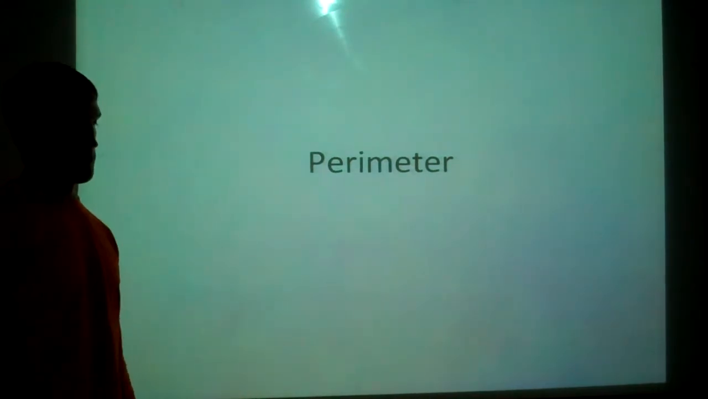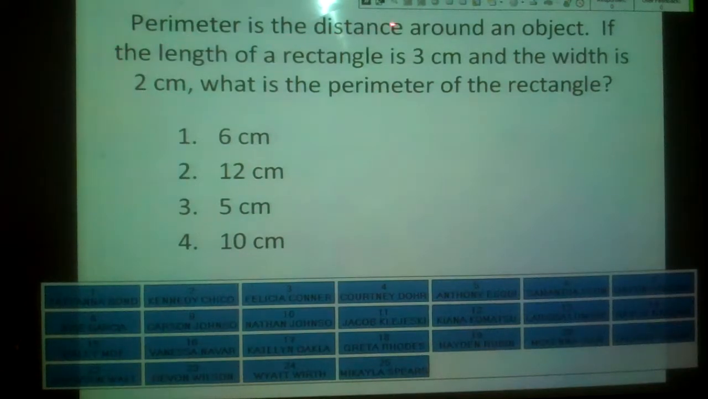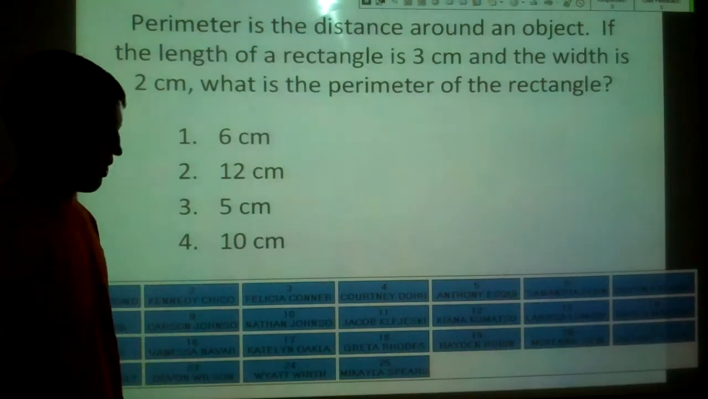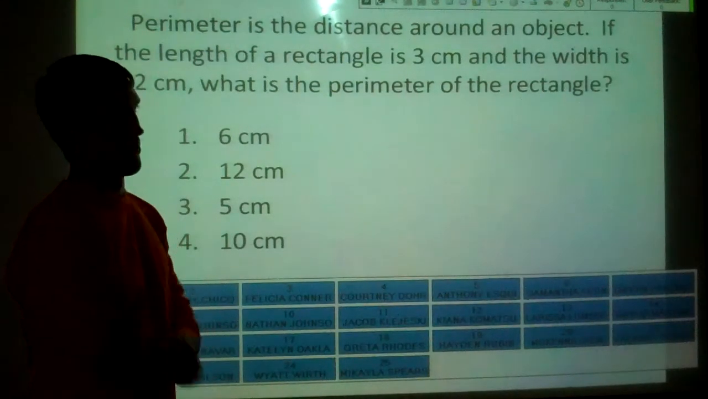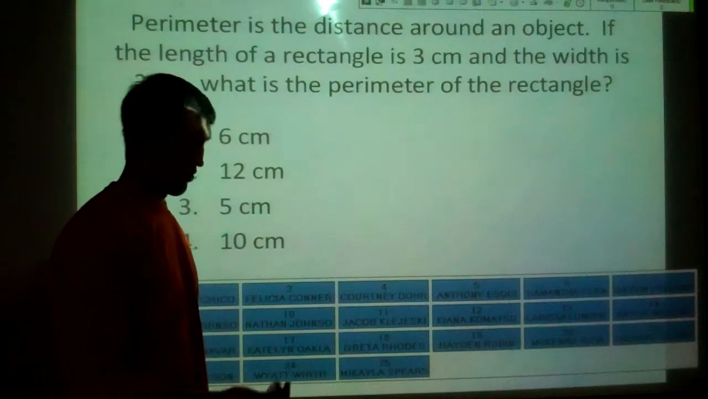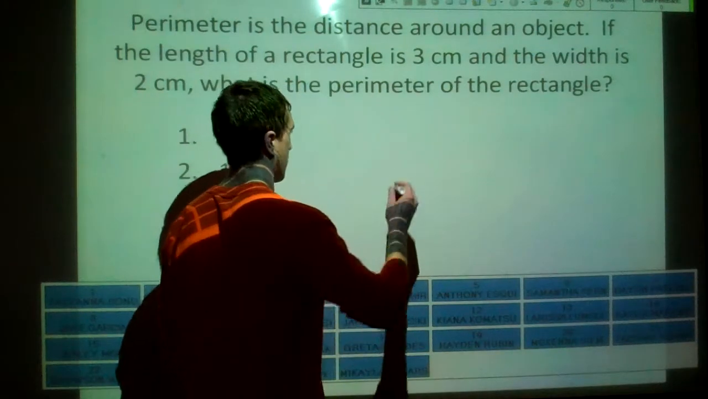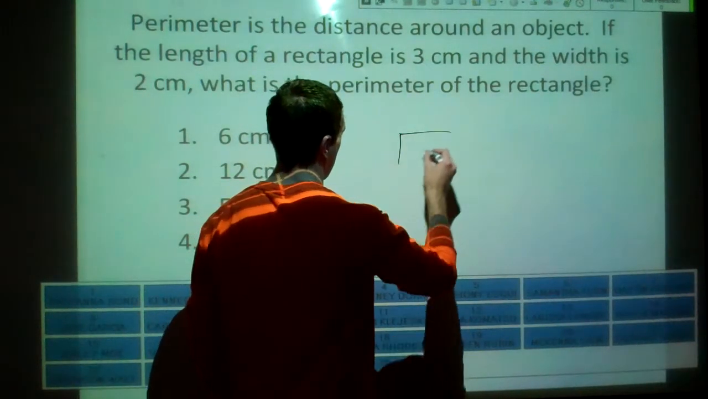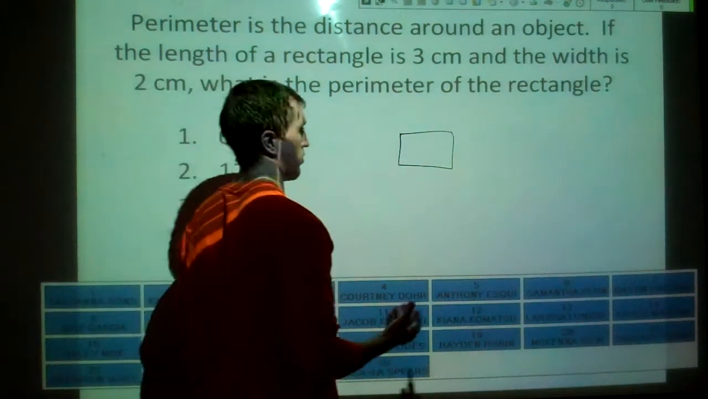So we jumped into some examples here, and just as a reminder, perimeter is the distance around an object. The length of a rectangle is 3 centimeters and the width is 2 centimeters. What is the perimeter of the rectangle? Well, we actually have a formula for rectangle perimeters, but we won't really get into that. What I want the students to do right now is just think about what perimeter is. Later we'll get into the formula and all that good stuff, and I will show it to you.